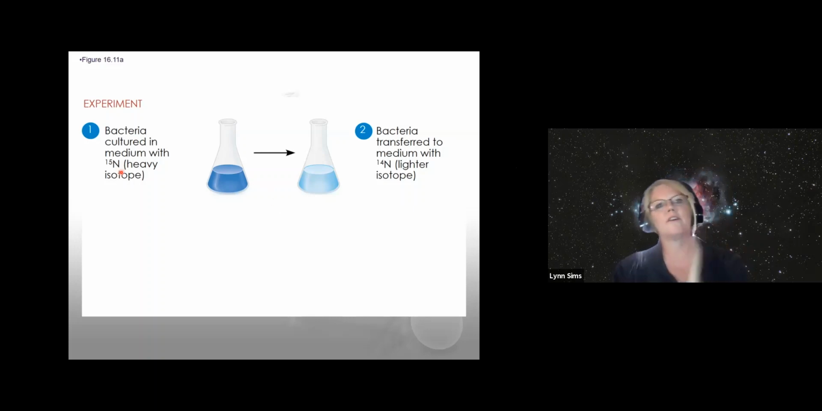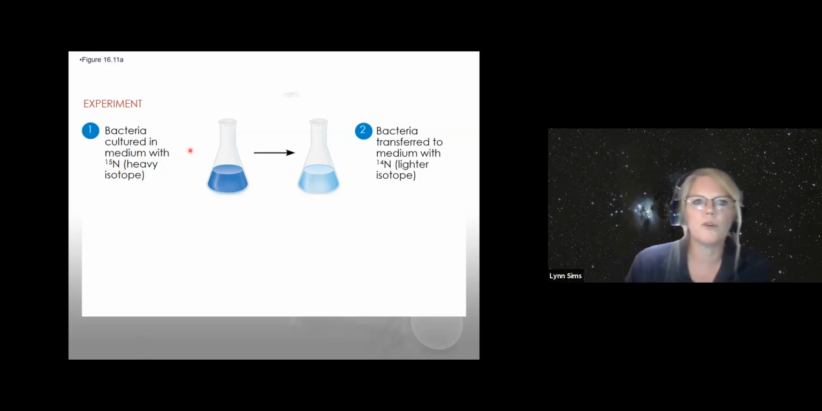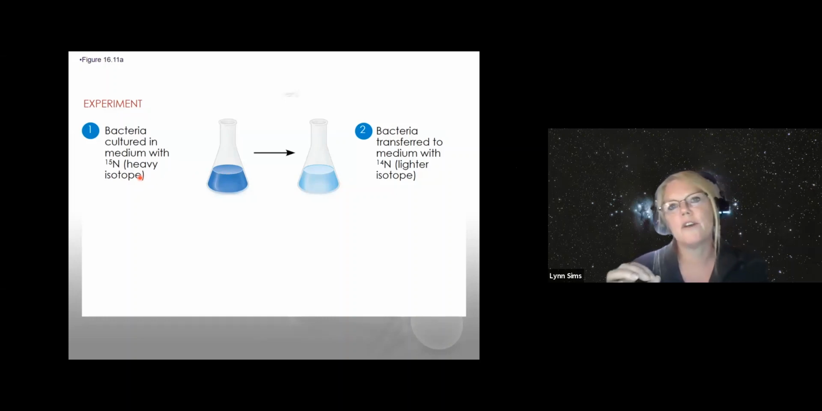So we have the heavy isotopes. We have bacteria that's cultured in a medium. Okay, so this is basically a liquid medium which provides food for the bacteria to replicate. And it's cultured with nitrogen in it that's labeled as the heavy isotope, which has more, remember, neutrons. Okay, so it's going to be a heavier form. And the weight of it is going to matter later, and I'll explain why. So then we have bacteria from the heavy isotope. So this is the initial round of replication.